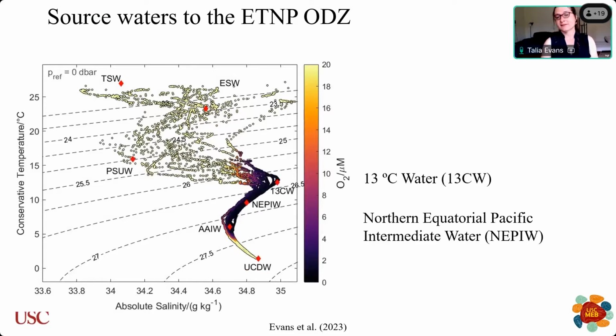One of the first things I found in my PhD were the source waters for the ETNP ODZ. Here we have several cruises worth of data on the region in temperature-salinity plots. You'll see that there's many points, but I want to focus on the ones that are darker, which are the low oxygen ones. Mostly here, the main water masses are the 13 degrees Celsius water, or the 13CW, and the Northern Equatorial Pacific Intermediate Water, or the NEPIW, as I'll refer to it for the rest of this talk, because it's kind of a mouthful. Those are the important ones for this region of the ODZ.